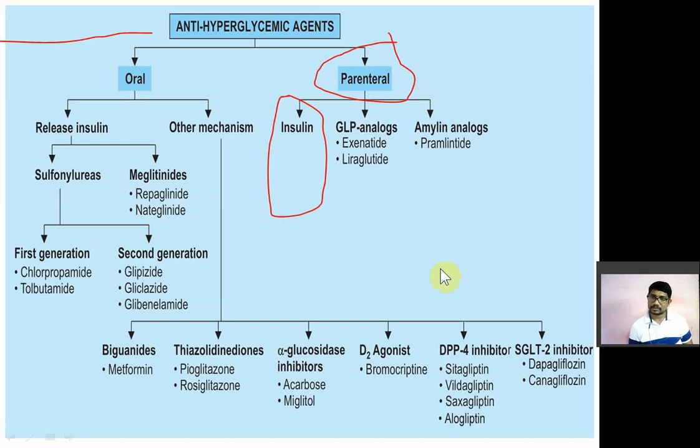What is GLP? I will explain. GLP means glucagon-like peptide. In the GLP analogs you have exenatide and liraglutide. So remember here, GLP analogs are the 'natides' or 'lutides'. Exenatide. 'Tide' means GLP analogs. You should know this. What does gliflozin mean? SGLT2 inhibitors.